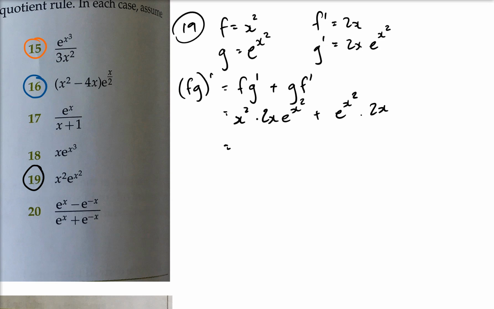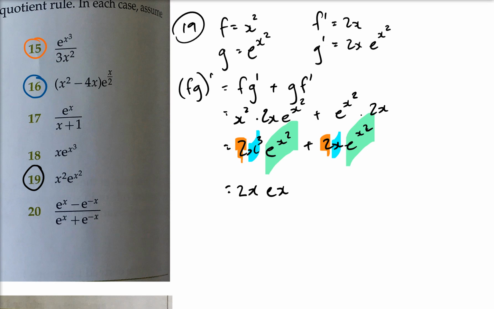So make it nice and pretty. That's 2x cubed e to the x squared plus 2x e to the x squared. And then from there you can see common factors of x, e to the x squared, and another common factor of 2. So the common factor is 2x e to the x squared, times x squared plus 1, because that is that.